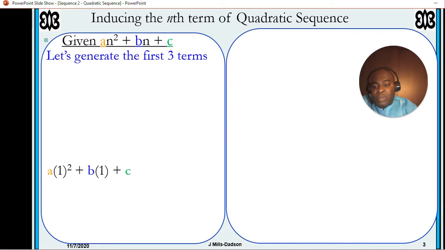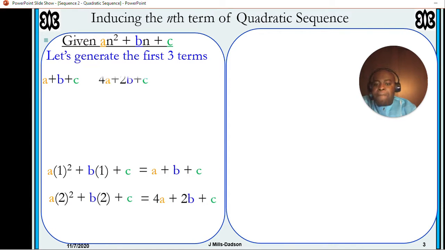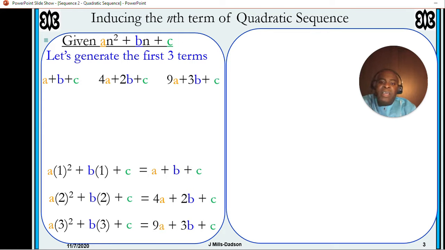Substituting 1 into the formula, our first expression will be a plus b plus c, so that's my first term as an expression. Substituting 2, 4a plus 2b plus c, that's my second expressional term. And substituting 3, I'm going to get 9a plus 3b plus c. So I've now formed quadratic expressions.